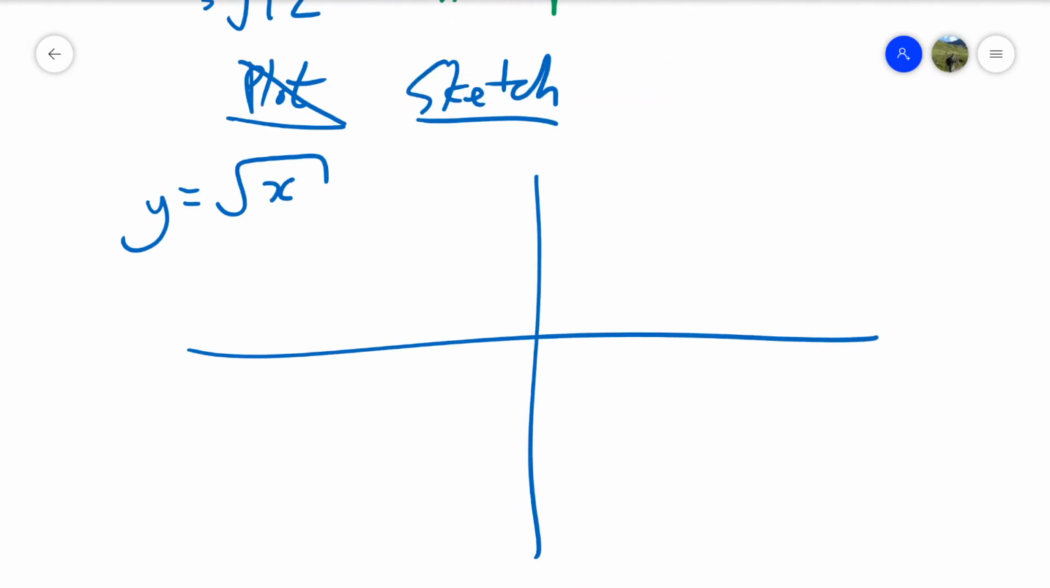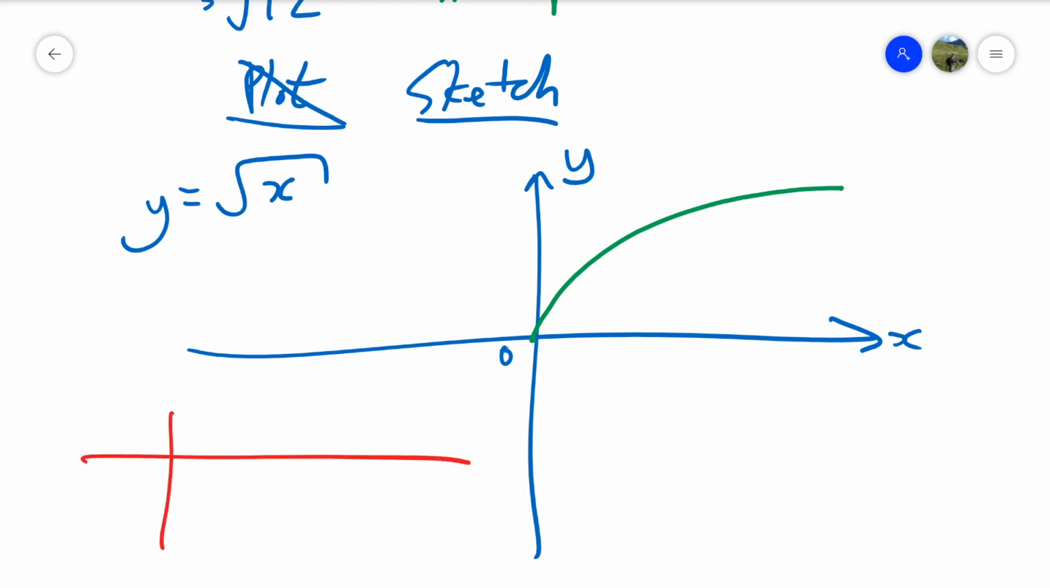I'm just going to start drawing my axes straight away. Now the answer is this. How do I know? Because I draw a table, x and y. What if x is 0, y is 1? What if x is 4? Square root of 4 is 2. And so on, we can end up with this line.